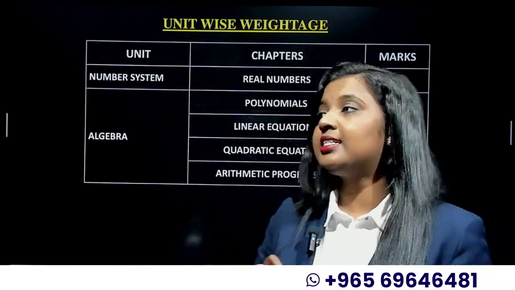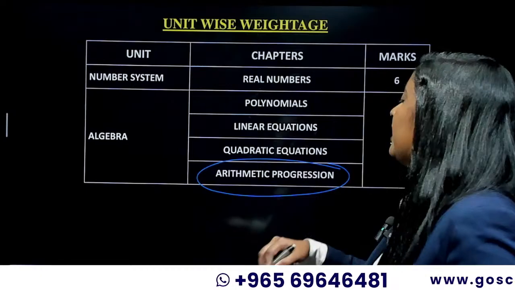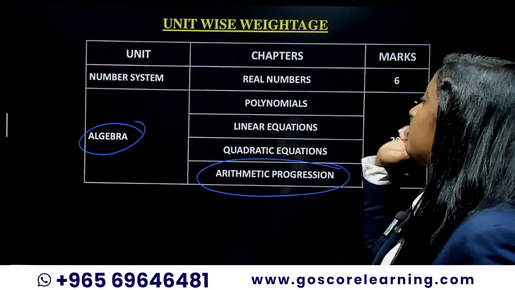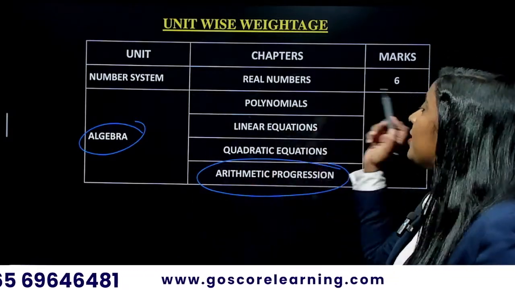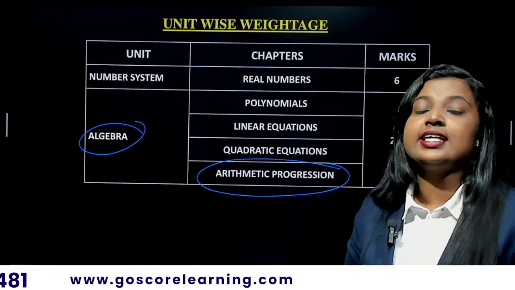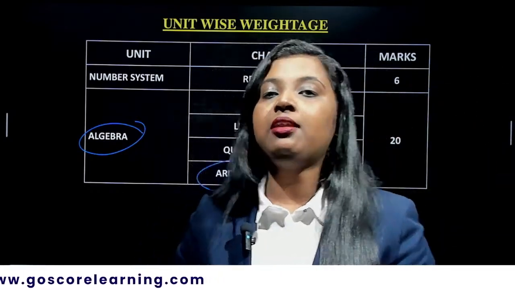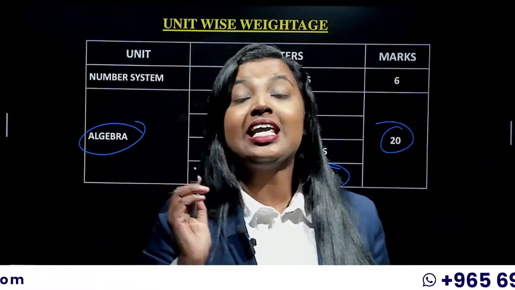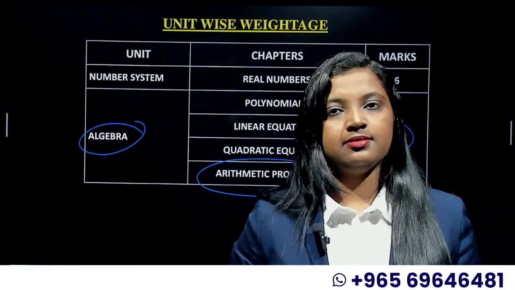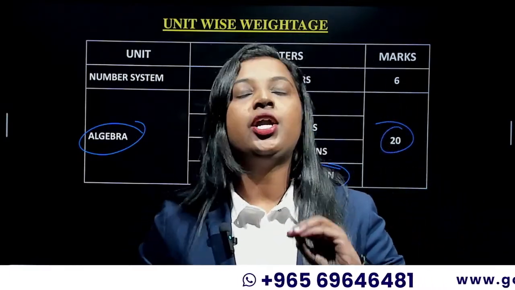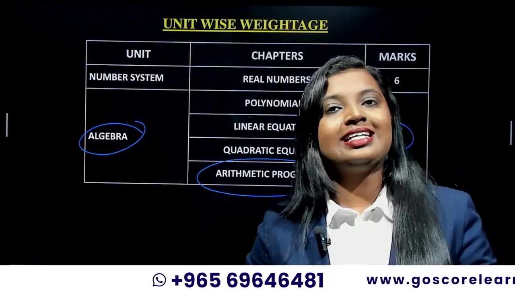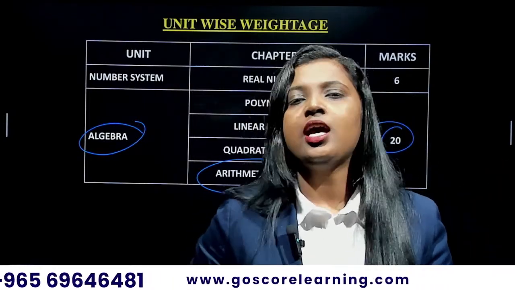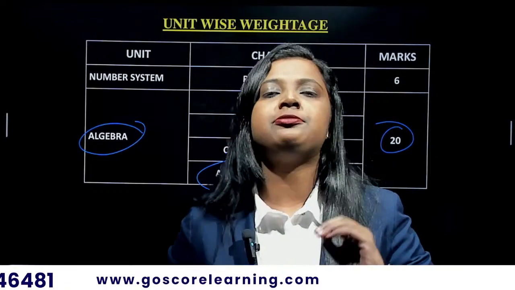So today I'm going to discuss arithmetic progressions, and it comes under the chapter algebra. In algebra we have real numbers, polynomials, linear equations, quadratic equations and arithmetic progression, and we have 20 marks from algebra, right? Out of 80 marks, 20 marks are coming from algebra itself. So this chapter is going to be an important chapter. You can expect more than 5 marks from this chapter.